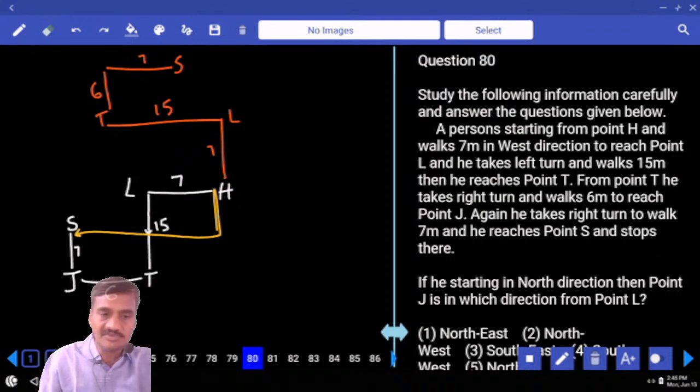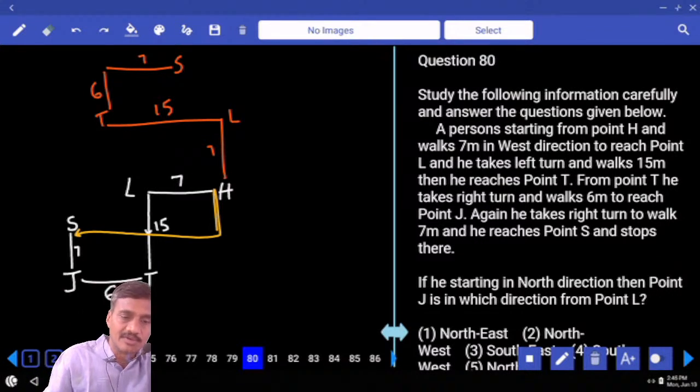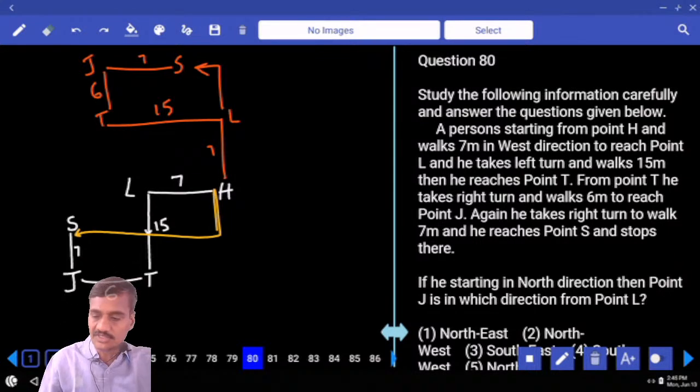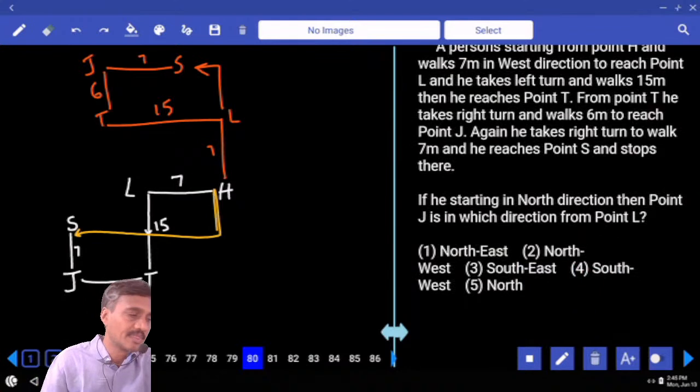Now, J is in which direction with respect to L? J is here. North and west, that is northwest. Northwest, choice 2. Question number 80, it is choice 2.